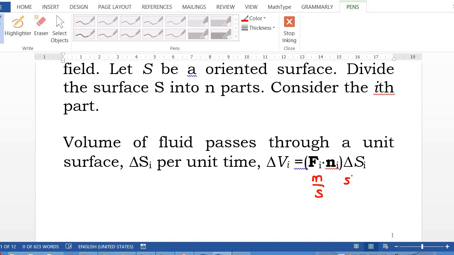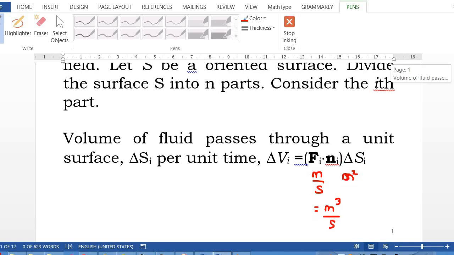The area is meter squared. So in total you have meter cube per second. Meter cube per second means it's the volume of the fluid passing through a unit delta Si per unit time. That's why it's volume per time, volume per time passing through a small surface delta Si.